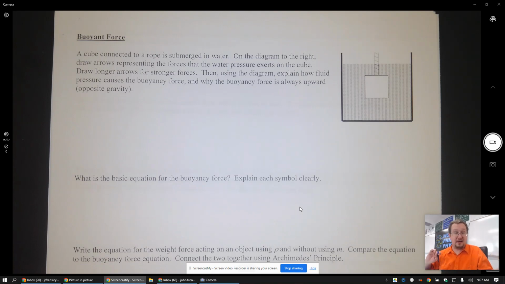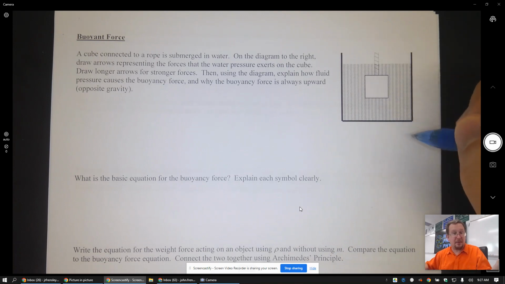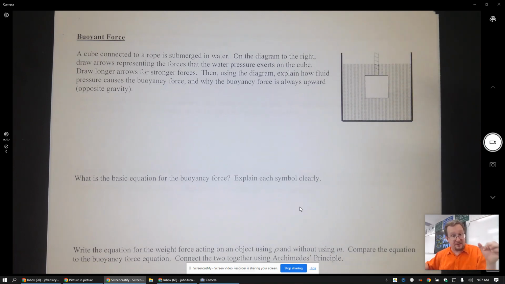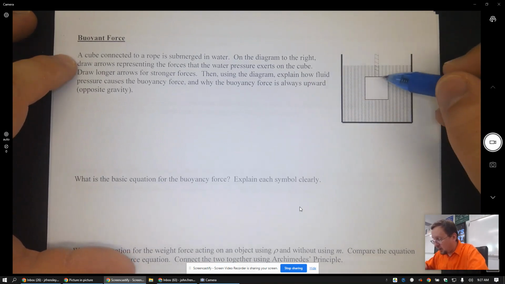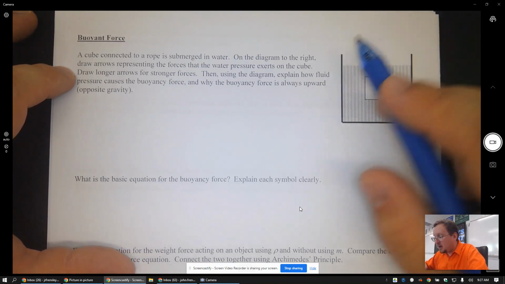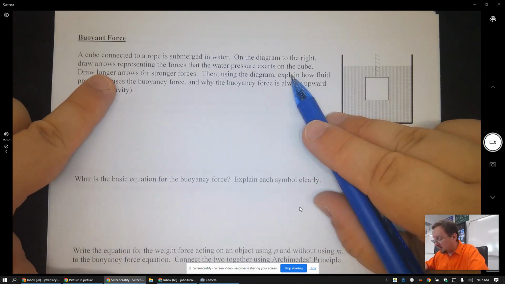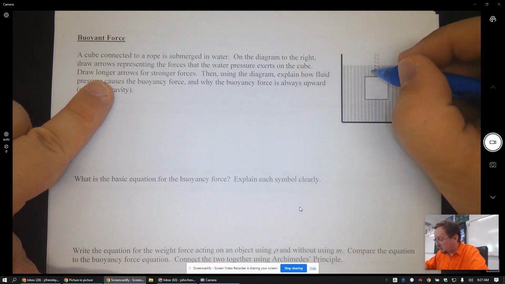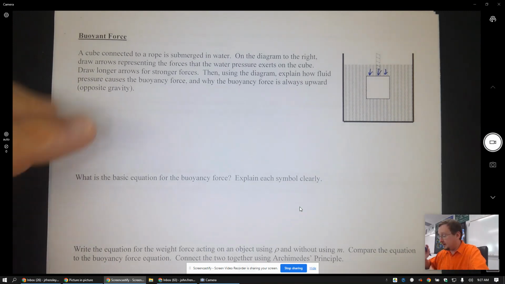Now, what I'm going to teach you and them about buoyancy is true whether it's a cube or any other shape, but it's easier to understand this difference in pressure with a cube. So I want you to imagine a cube that's submerged in water. It's got a rope on it, and it's denser than water, so it wants to sink. We're going to draw arrows representing the forces that the water exerts on the cube. Remember that water pressure, or in all pressure, forces are perpendicular to the surface, pointing into the surface.